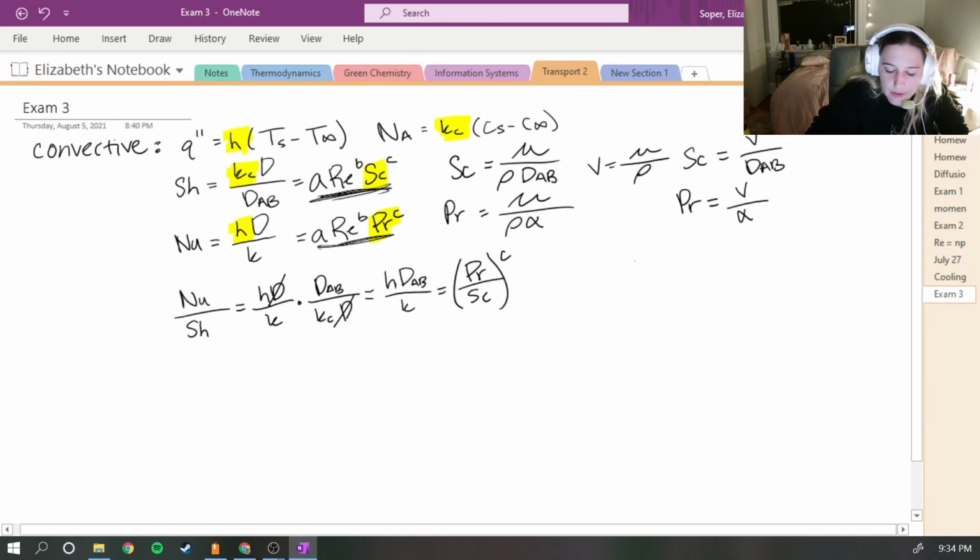And we know that the Lewis number is equal to the mass diffusivity over the thermal diffusivity. So if we look at Prandtl over Schmidt, then it will look like this.